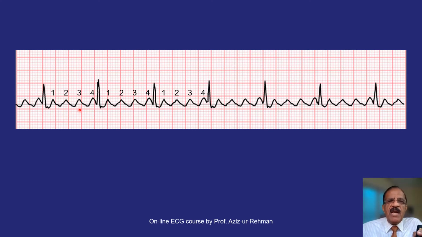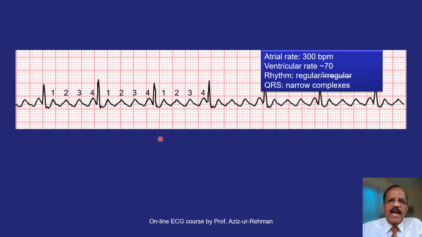There must be some T wave also merged somewhere, but it is not visible. There may be some deformity of these waves. For example, this little downward deflection may be a T wave, but all these other waves are P waves. If you analyze this strip, we have an atrial rate of 300 beats per minute. The atrial rate is calculated from these P waves. The distance between two adjacent P waves is just 5 small squares, so 1500 divided by 5 is 300 beats per minute.